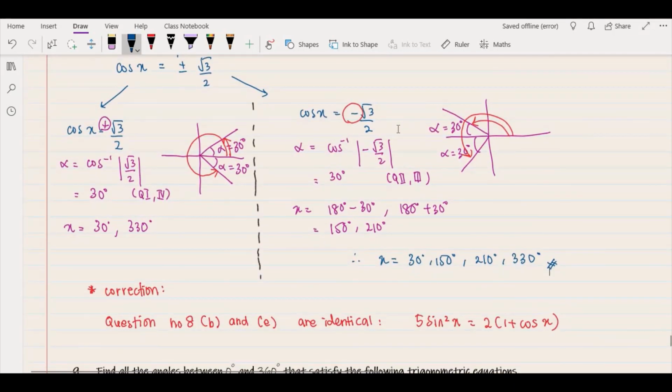Okay, so please take note, we have a correction here because question 8b and 8e are exactly identical, which is 5 sine square x plus 2 equals 2 times 1 plus cos x.